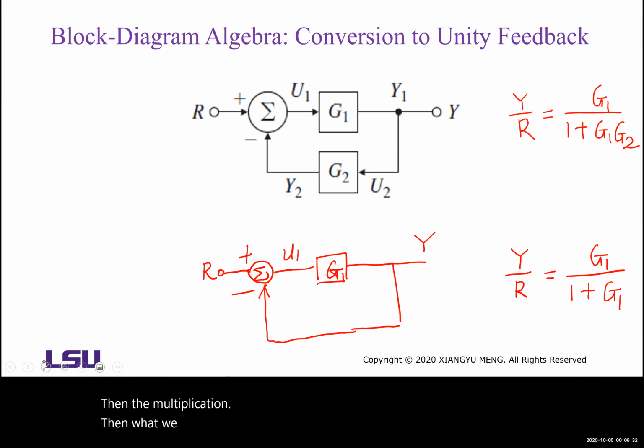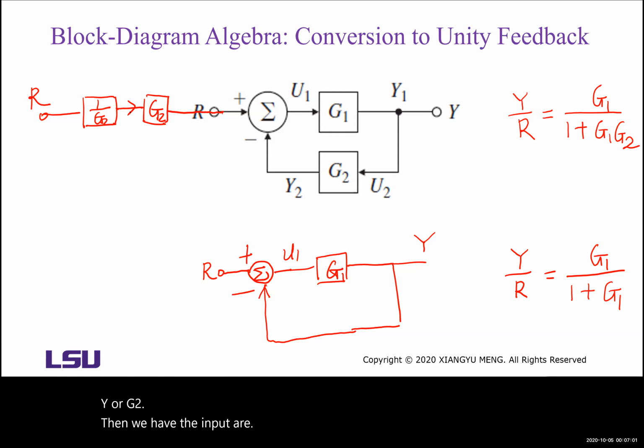Then what we can do, let's write the R here. Let's extend the line. Let's say we have G2, 1 over G2, then we have the input R. Now you see in this case, we have the multiplication first. Consider here as a new input. We have the multiplication first, then the sum. Now we can move G2 to the other side, which means we have the sum first, then multiplication.